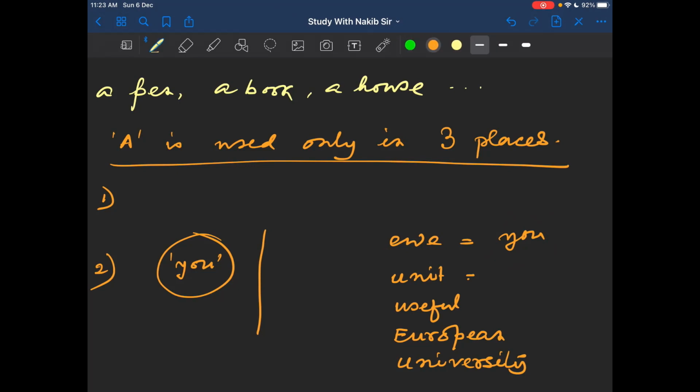So it will be: a unit, a useful thing, a European, a university. Remember this. All these words have vowels at the beginning, but they begin with the U sound. Remember this. And for this, before them, a is used. These are very, very simple but useful rules. Remember this.